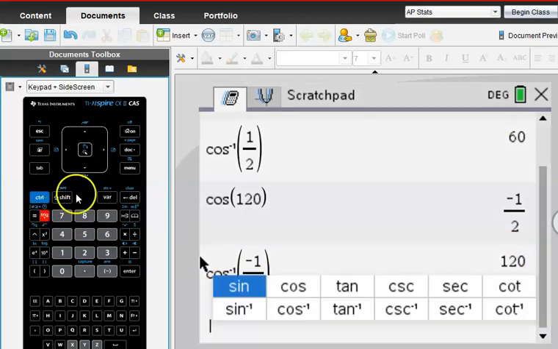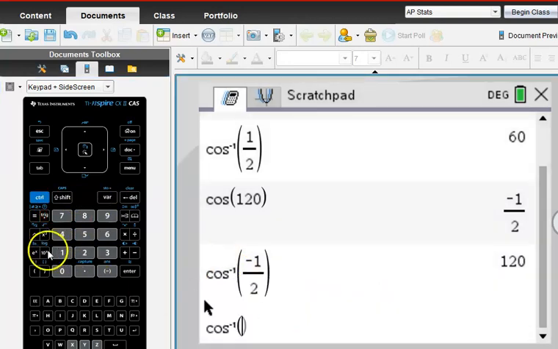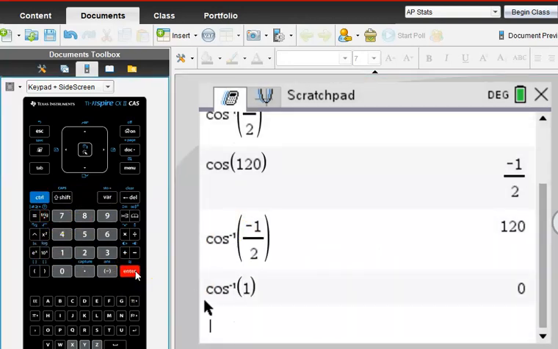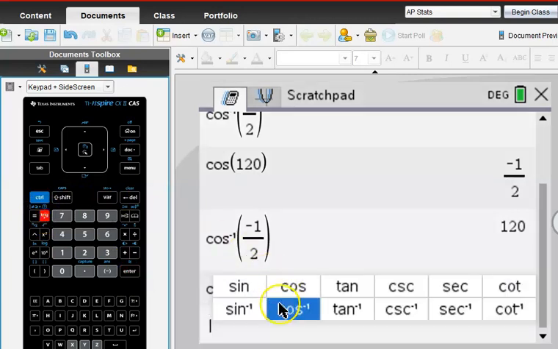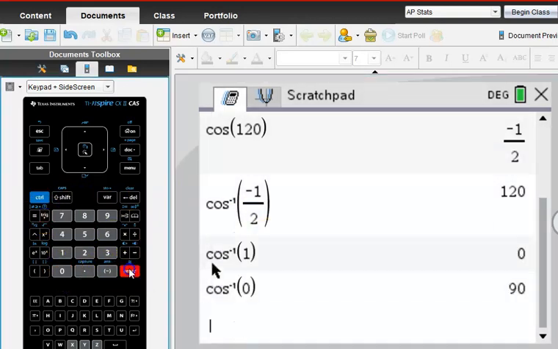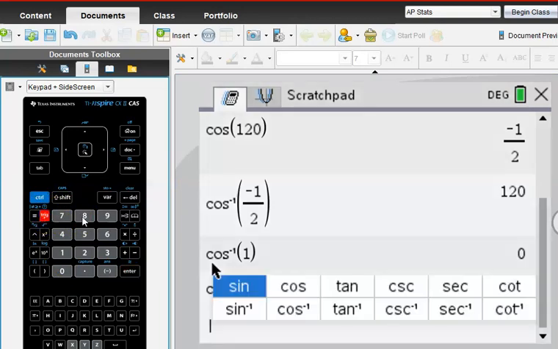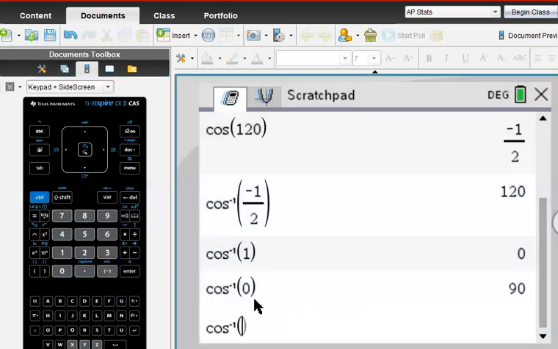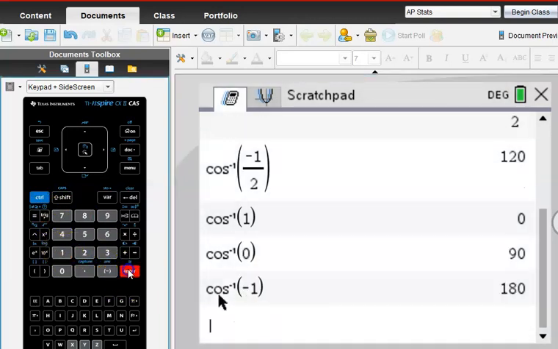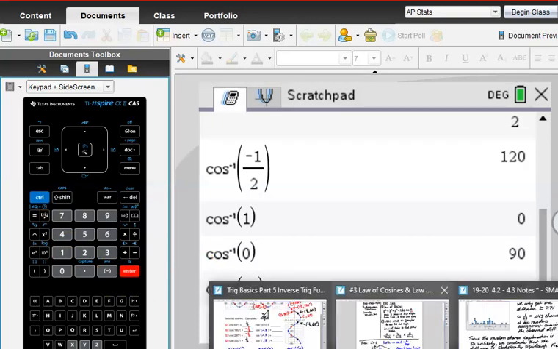Now let's do a few more inverse cosines. Inverse cosine of 1, 0, as expected. Inverse cosine of 0 is 90. Inverse cosine of negative 1, 180. Okay, so that indeed is the correct section that we've picked out.